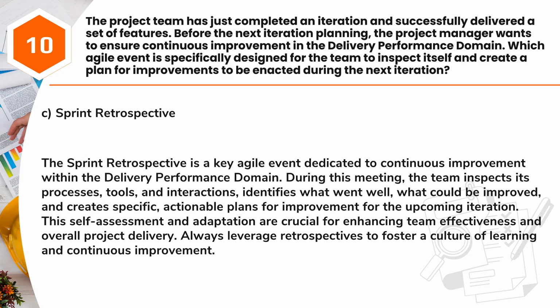Answer: C. Sprint Retrospective. The Sprint Retrospective is a key Agile event dedicated to continuous improvement within the delivery performance domain. During this meeting, the team inspects its processes, tools, and interactions, identifies what went well and what could be improved, and creates specific, actionable plans for improvement for the upcoming iteration. This self-assessment and adaptation are crucial for enhancing team effectiveness and overall project delivery. Always leverage retrospectives to foster a culture of learning and continuous improvement.